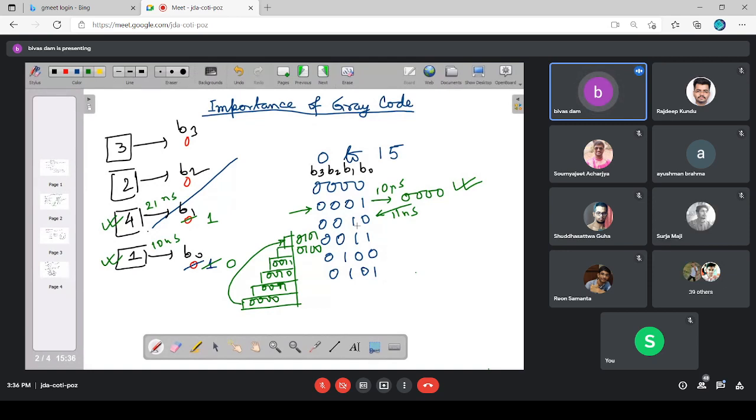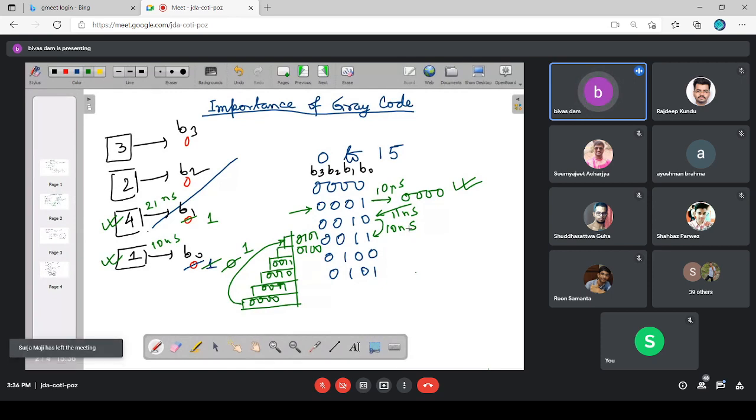What is the next temperature value? 3. So for 3, what will happen, which circuit will respond? Only B0. So let B0 respond after 10 nanosecond. So after 10 nanosecond I will be getting this, is it not? When the requirement of output state change comes, after that requirement comes I will be allowing 10 nanosecond propagation delay to get the response 0011 at the output.